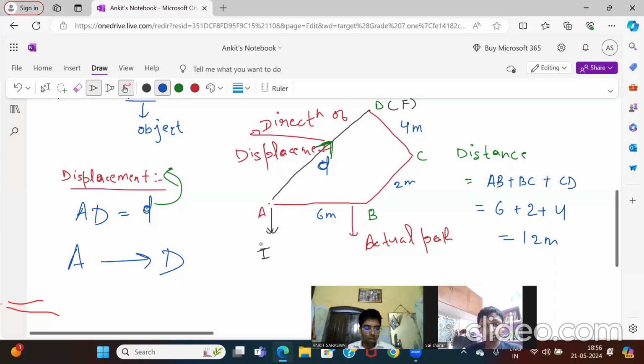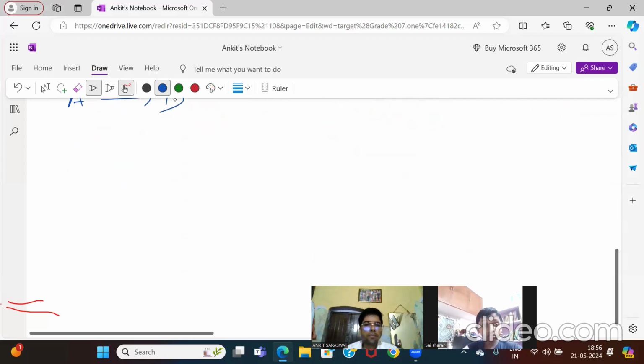Now I will ask one question. You should write. A simple, very, very basic question I am asking. If a particle is at A, it is moving like this in a semicircular path from A to B.